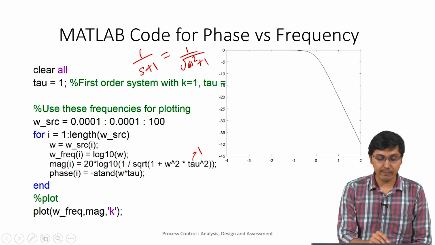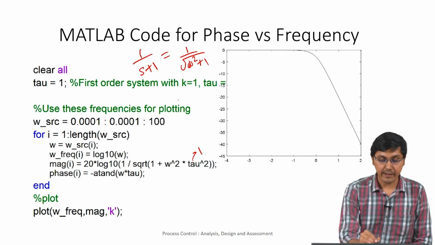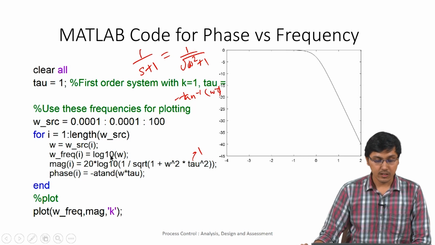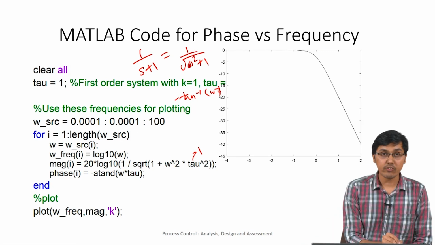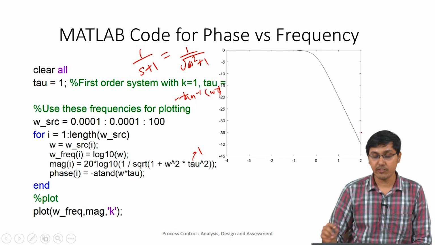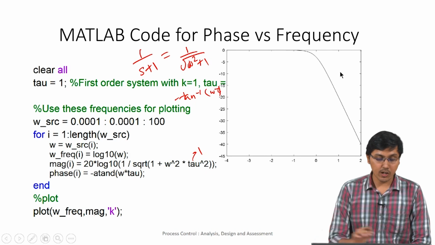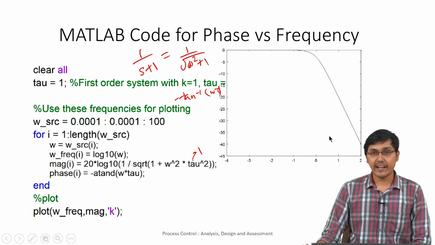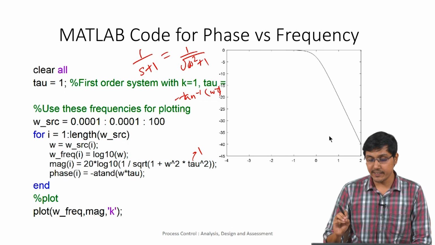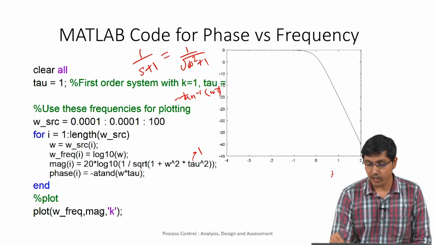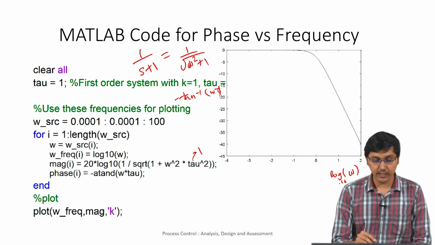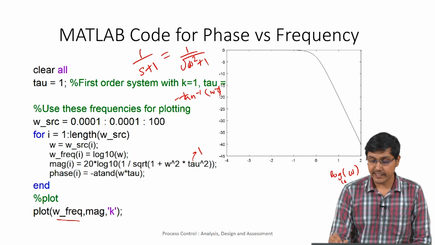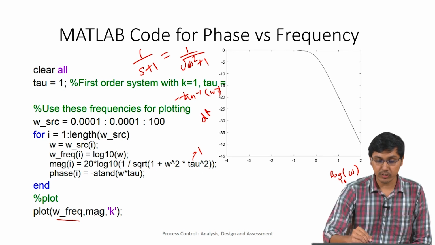Basically we get the magnitude as this, and the phase, as we saw, is minus tan inverse omega tau, so it is minus tan inverse omega. If you plot the angular frequency against the magnitude, you get this graph, and similarly if you plot the phase against the frequency, we get a plot like this. So let us understand this in some detail. Again, this is the logarithm of angular frequency, plotted against the magnitude in decibels.